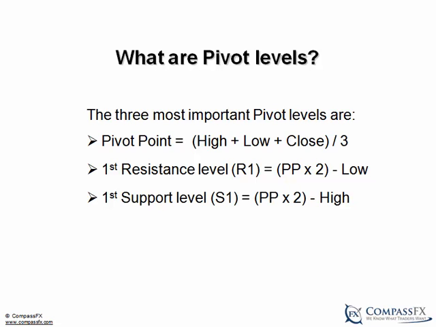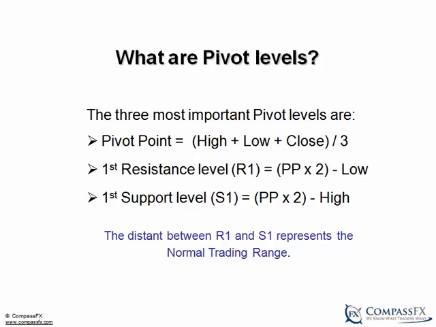Now on the flip side, we have our first support level, referred to as S1. And this is where you take the pivot point, multiply it by 2, and subtract it from yesterday's high. And this would be the level that traders would look to trade down to. And between the R1 and the S1 would be your normal trading range.